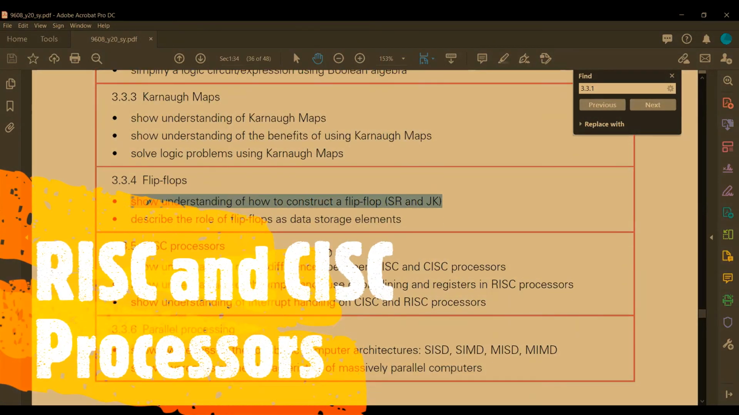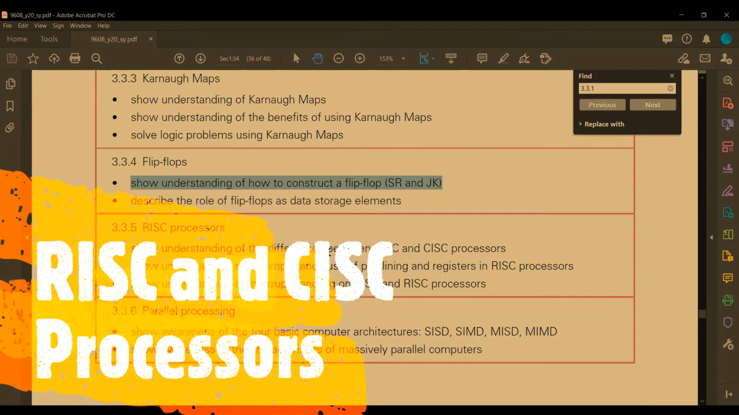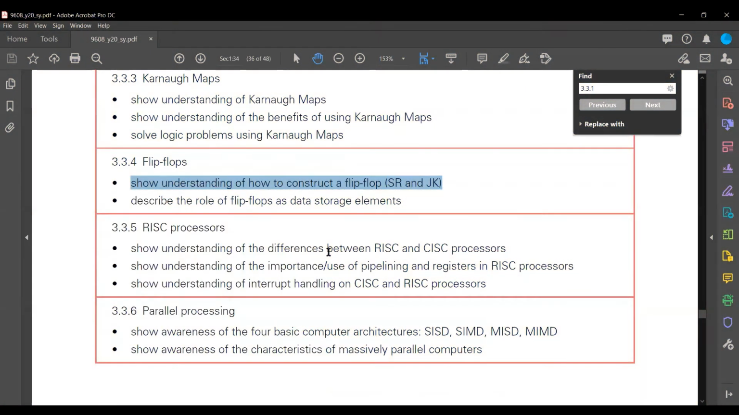RISC processors. RISC processors is actually a term which is being used: reduced instruction set computer. All right, reduced instruction set computer, RISC processors.